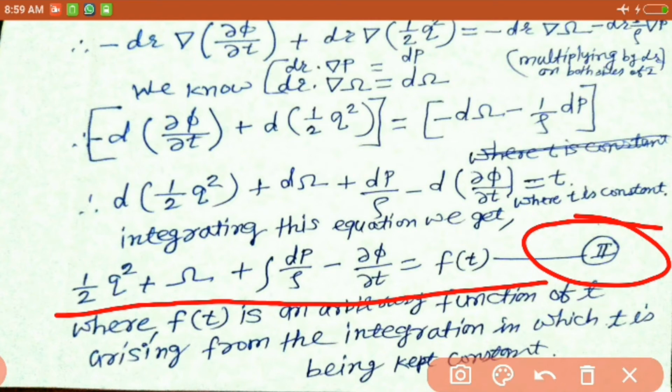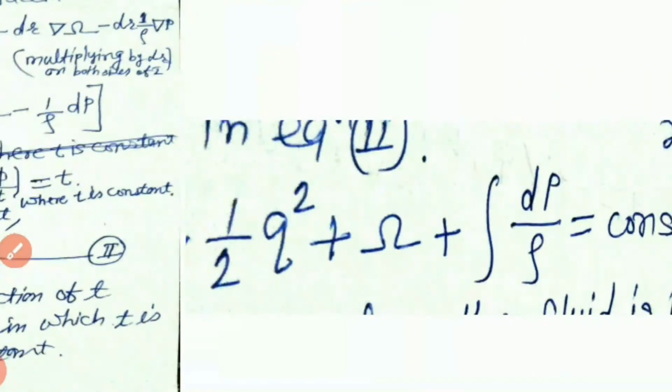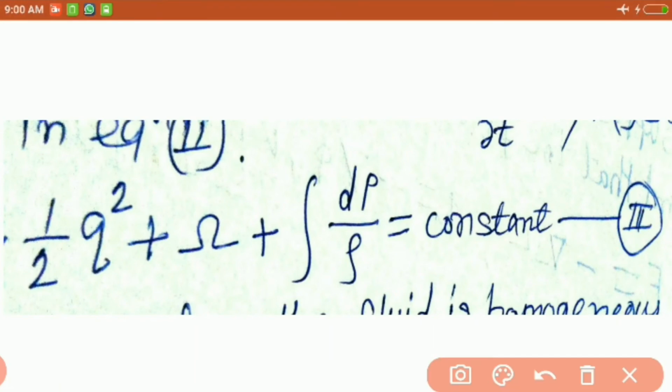For other forms of the Bernoulli equation, for steady motion, put this ∂φ/∂t as 0 and this f(t) as constant. Then what we get is 1/2 q² plus Ω plus the integration of dp/ρ is equal to constant. That is equation third.